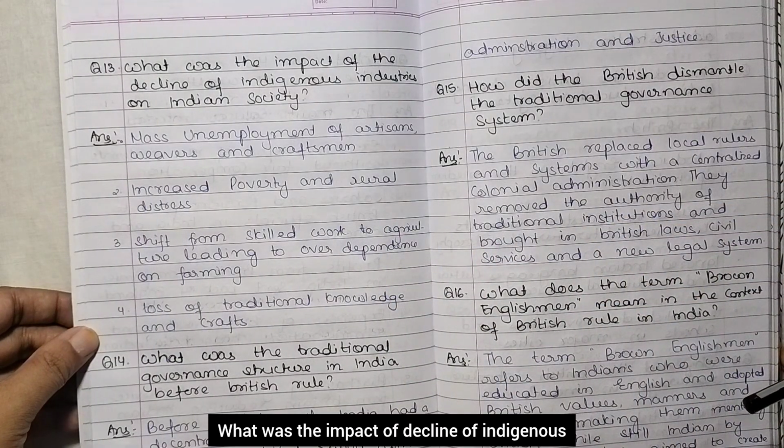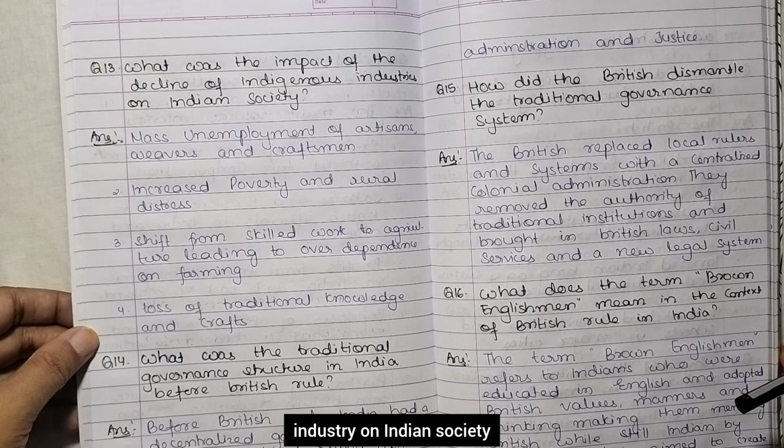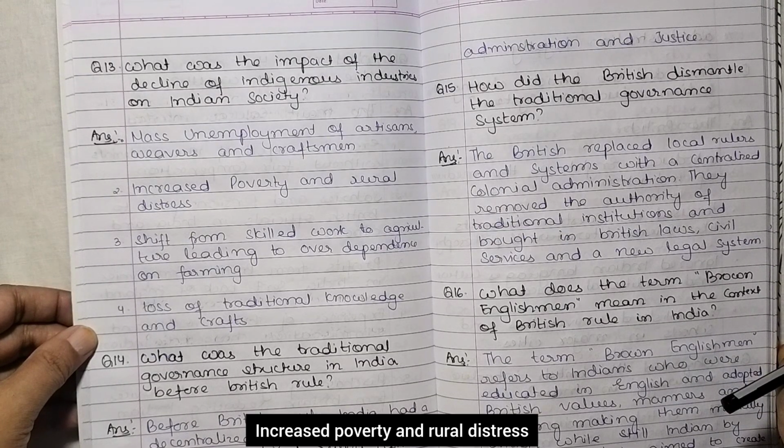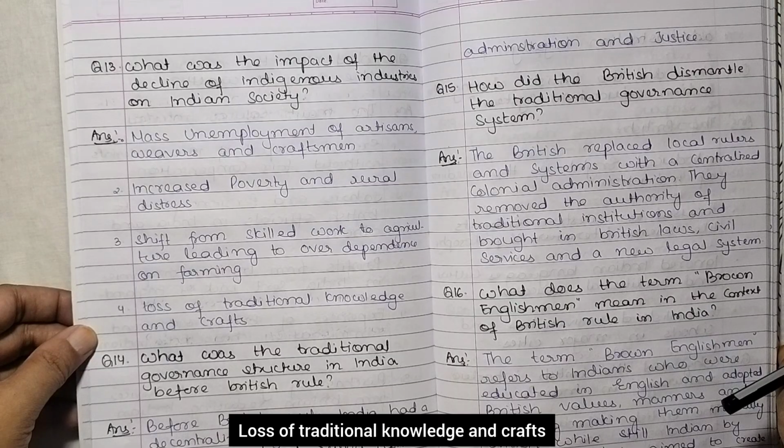What was the impact of decline of indigenous industry on Indian society? Mass unemployment of artisans, weavers and craftsmen, increased poverty and rural distress, shift from skilled work to agriculture leading to over dependence on farming, loss of traditional knowledge and crafts.